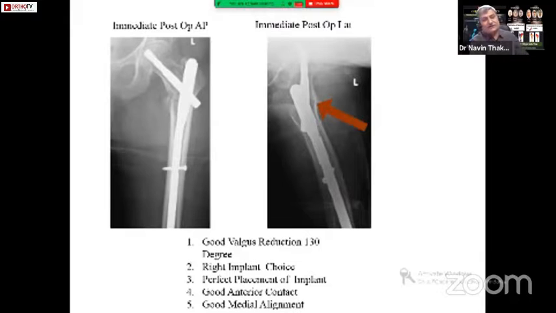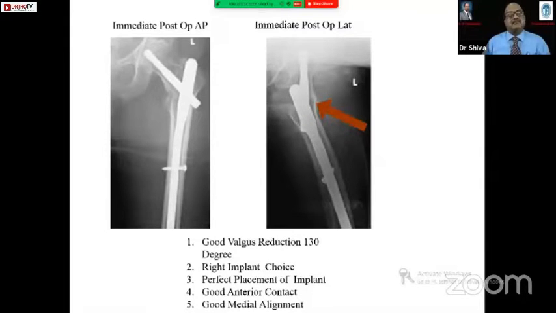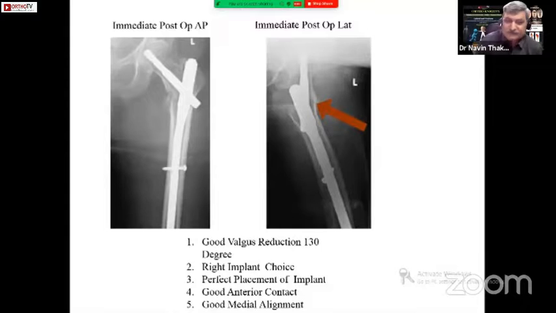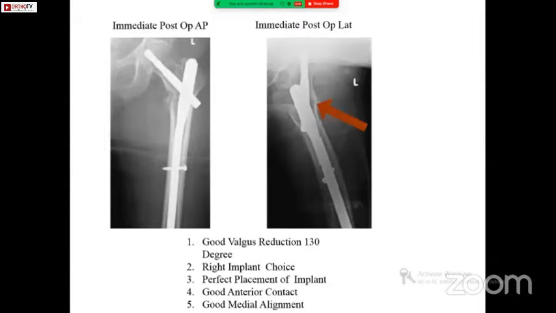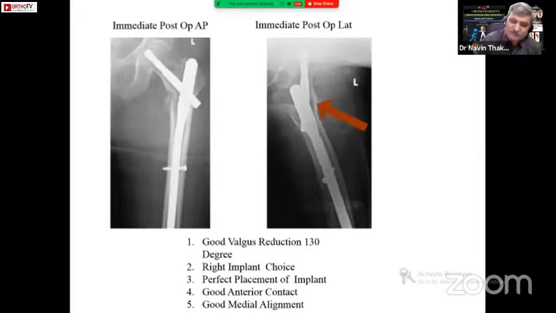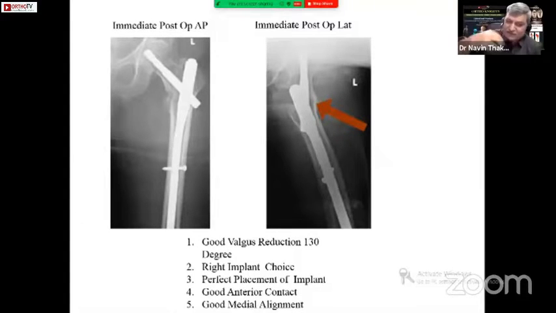Now let me ask the opposite team, Dr. Agassi sir's team. What is your say here, sir? Immediate post-op X-ray, intramedullary nail with good anteromedial reduction, good valgus, right implant choice, perfect placement of implant by the surgeon. What do you feel? What will happen? It is a zero reduction, no? It is a zero reduction, but yes, anteriorly it is a good contact. As per his principle, there is a good hitching of the anteromedial cortex. What will happen, sir?